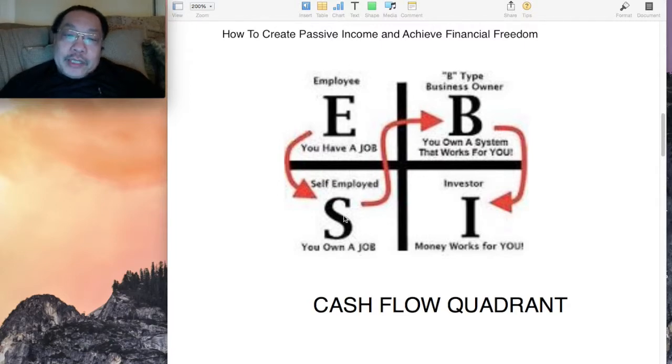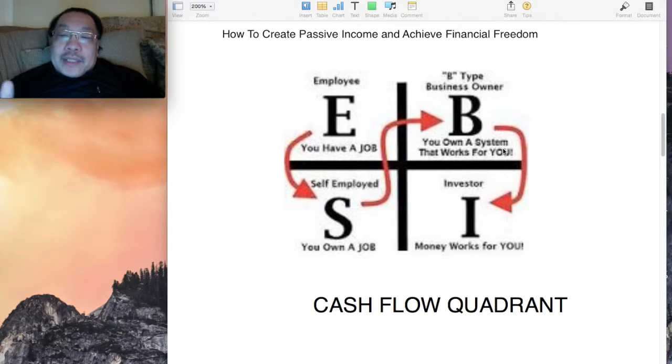If you're in these places right now, if you have a job or you own a job, I highly suggest you get into the other side of the quadrant. This is what Robert Kiyosaki in Rich Dad Poor Dad talks about. The first of the quadrant is business owner. Being a business owner, you own a system that works for you. Underline the word system. System is really important. McDonald's is a system. You want to have a system that will work for you.